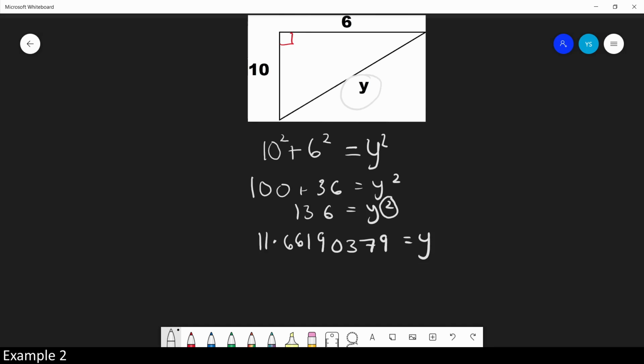Of course, that's a very long number, and obviously you would need a calculator for this one, but I'm just going to round to three significant figures, so 11.7, and that's to three significant figures, and that's my value for y, and that is our final answer.